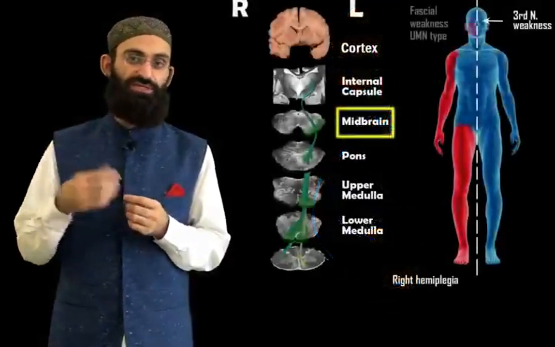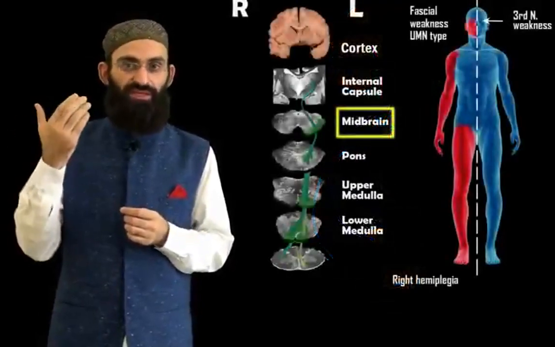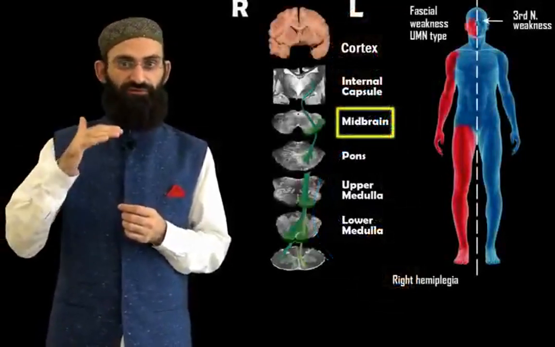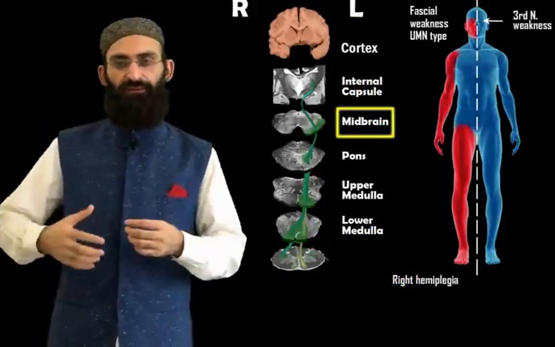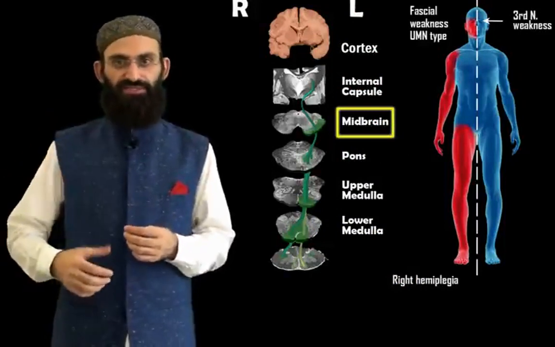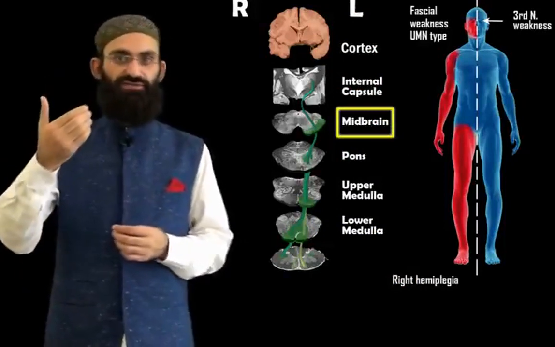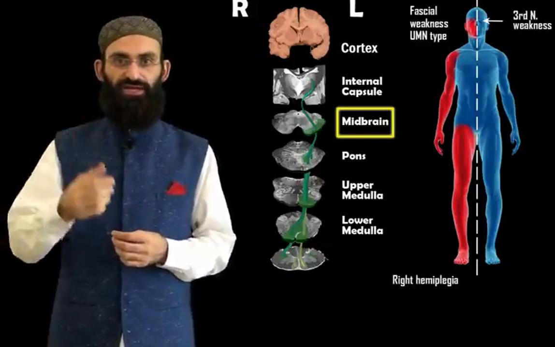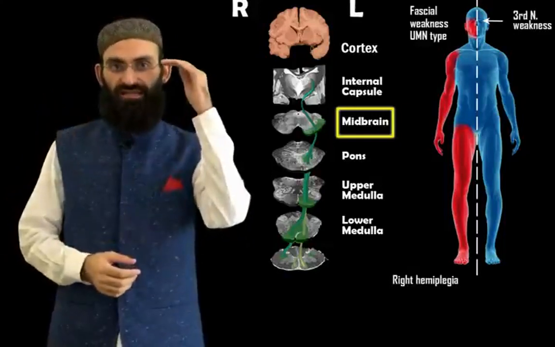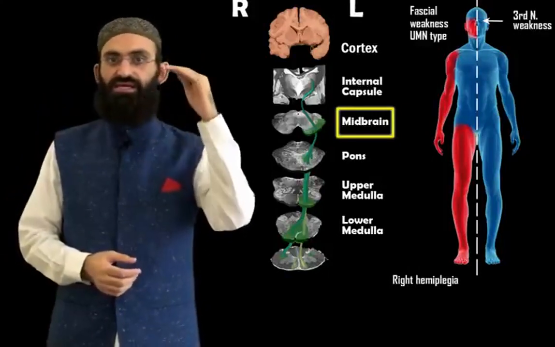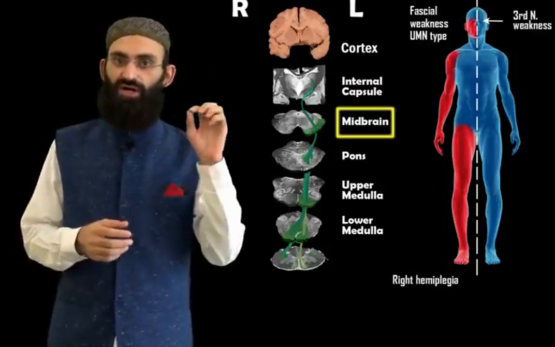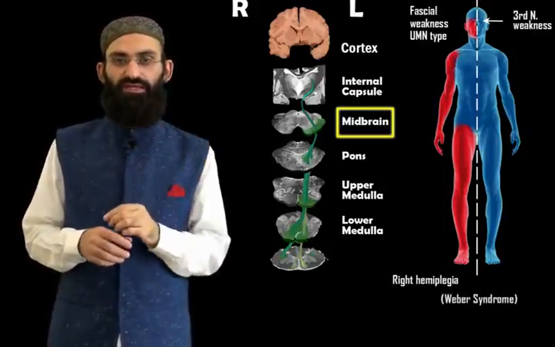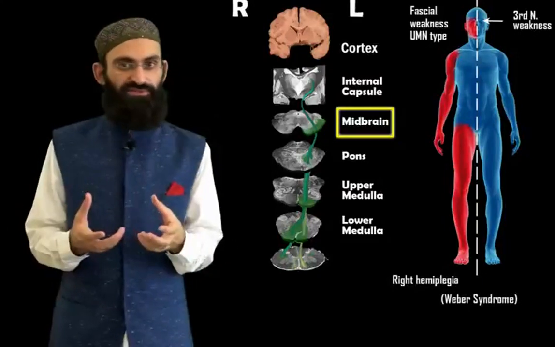neuron type, in which case there would be weakness involving the lower half of the face with sparing of wrinkling of the forehead. So if you get a right-sided hemiplegia, right-sided facial weakness of upper motor neuron type, and a left third nerve palsy, this left third nerve palsy localizes the lesion to the midbrain. This is called Weber syndrome.